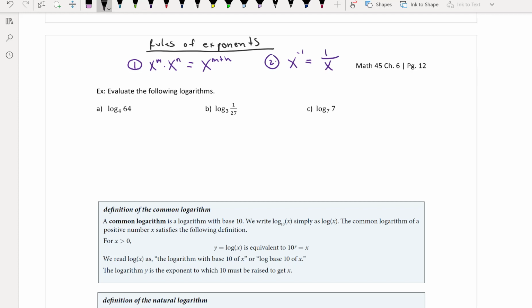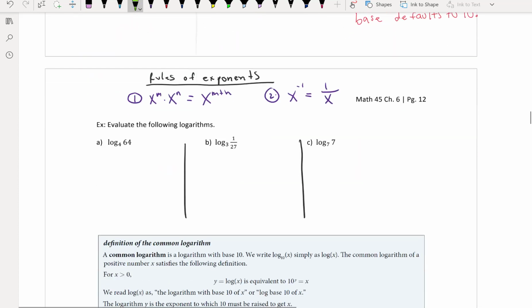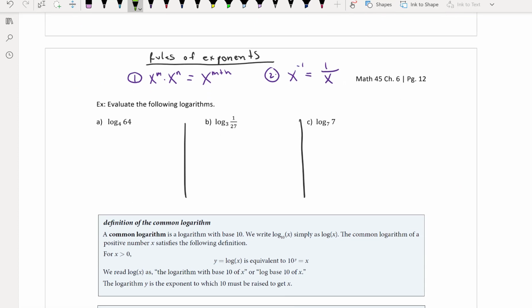So, okay, let's take a look at the first example. I'm going to go ahead and just give myself some room to work it out. So here I know that my base is equal to 4, and my exponent is what I'm trying to figure out. So really what you're saying is, if I have base 4 and the exponent is, I don't know, but it's equal to 64. So 4 to what power is equal to 64?